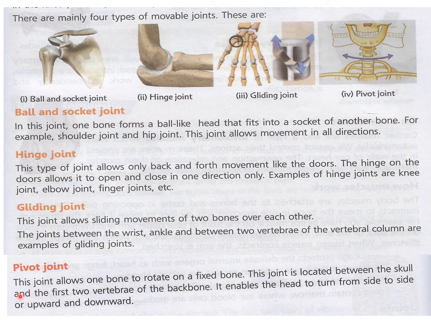Then pivot joint. This joint allows one bone to rotate on a fixed bone. One bone only rotates and the other one is fixed. This joint is located between the skull and the first two vertebrae of the backbone. It enables the head to turn from side to side or upward and downward.